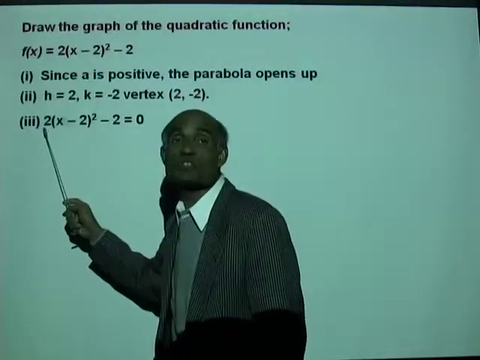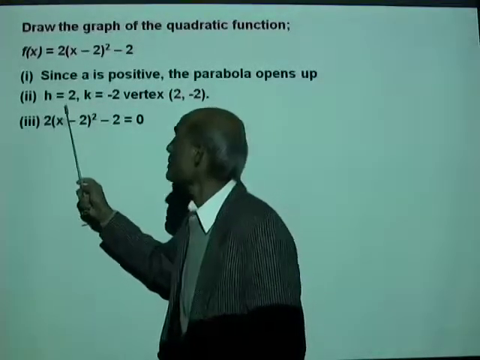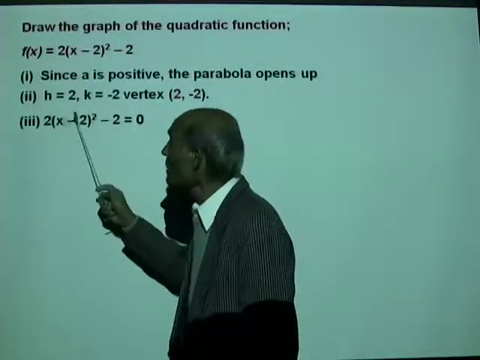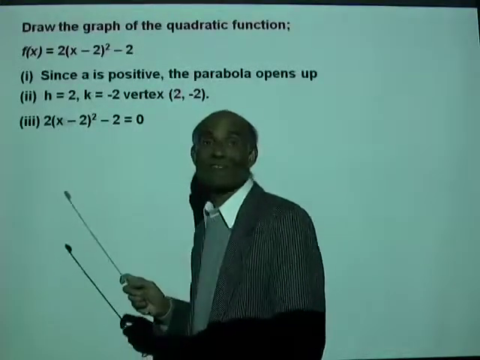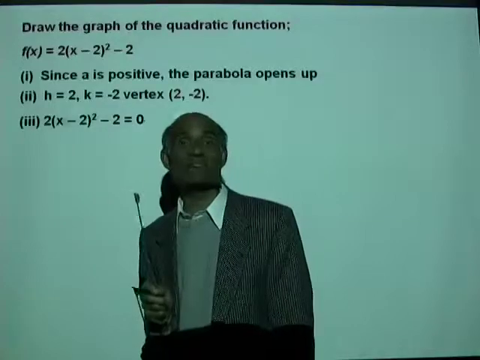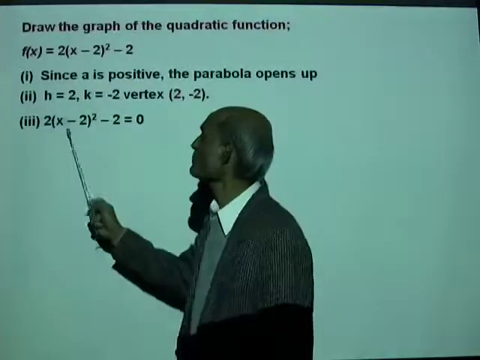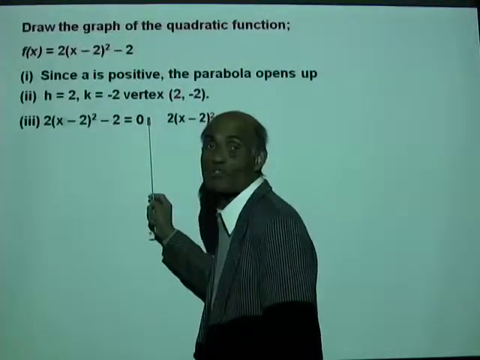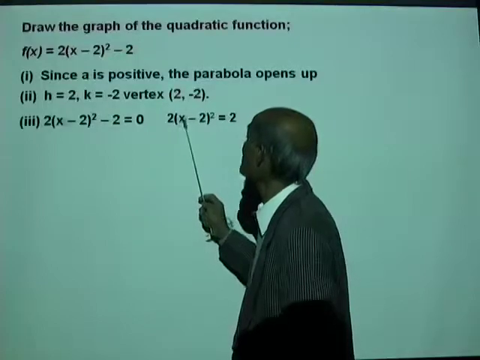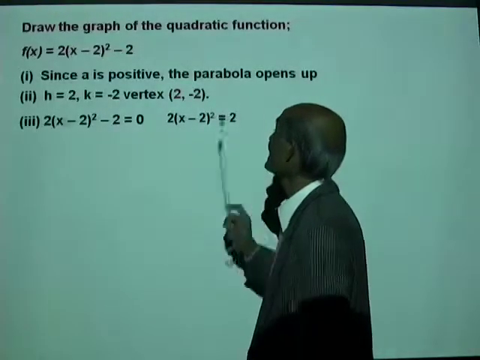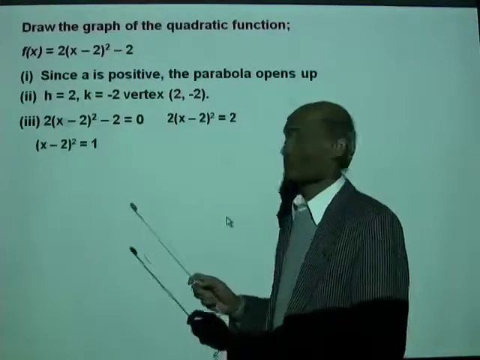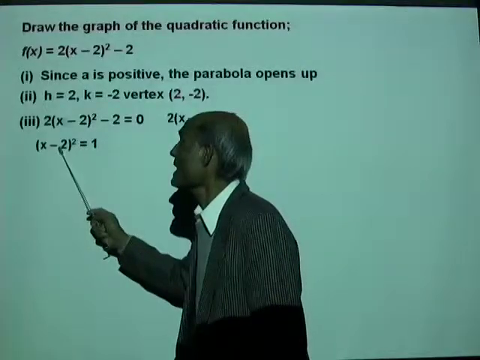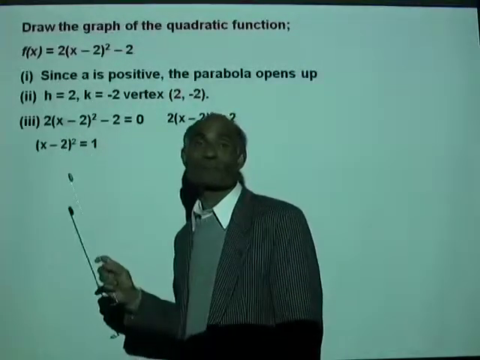Our third step is to obtain the x-intercept. To obtain the x-intercept, take the function, set it equal to 0, and solve for x. Can you solve this for x if I leave it for you? What will you do to solve this for x? Well, first of all, take this negative 2 to the right side. It will become 2 times (x minus 2) all squared equal to 2. Now, divide both sides by 2. That will give you (x minus 2) all squared equal to 1.